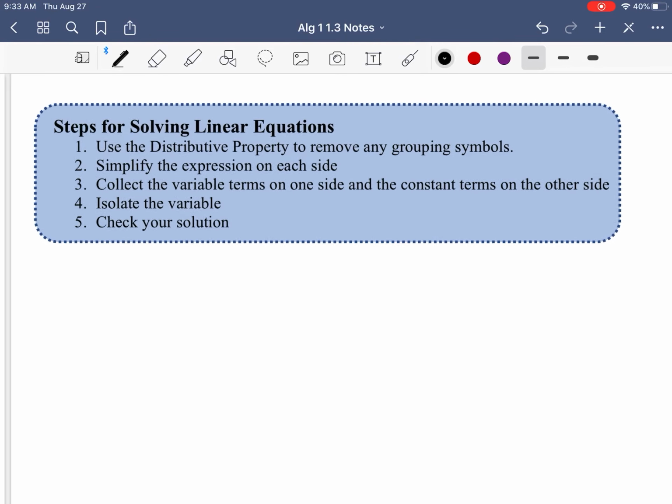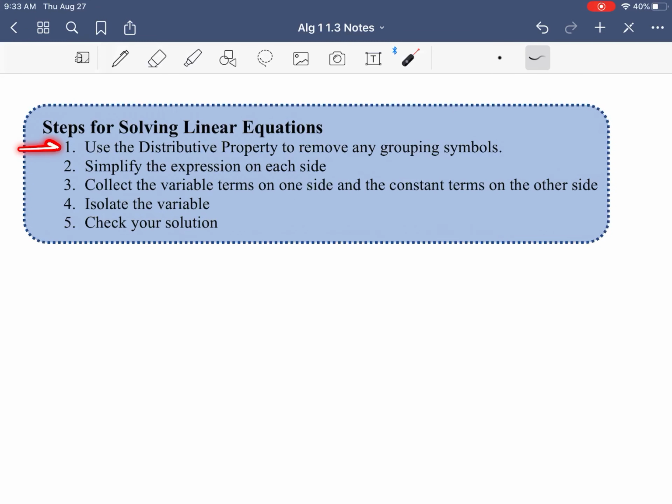All right, so let's go ahead and put it into some steps. Our steps for solving linear equations. Step 1: use the distributive property to remove any grouping symbols. What we mean by grouping symbols is parentheses, square brackets, anything like that. So we want to use the distributive property to get rid of those. Next, make your life easy by simplifying the expression on each side. What we mean by that is, add any like terms. Add the x's to the x's and the constants to the constants.